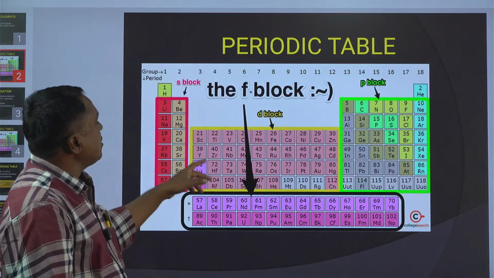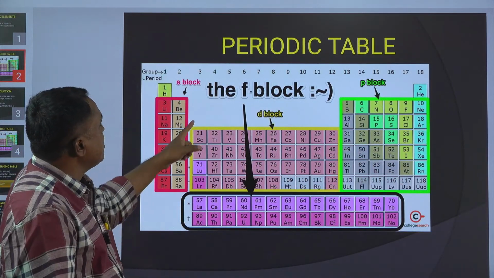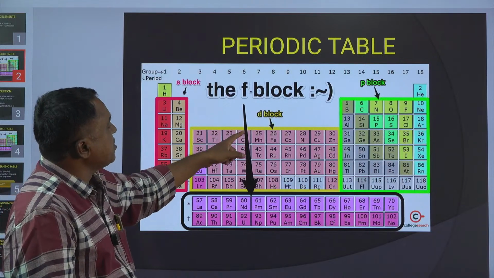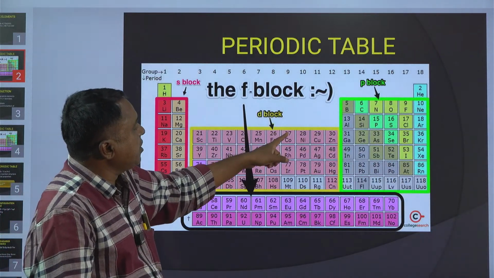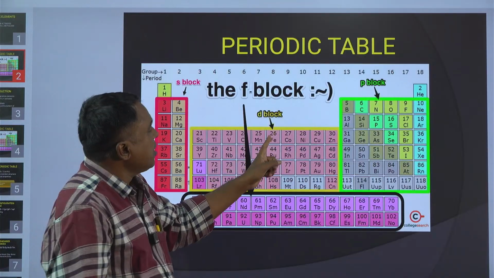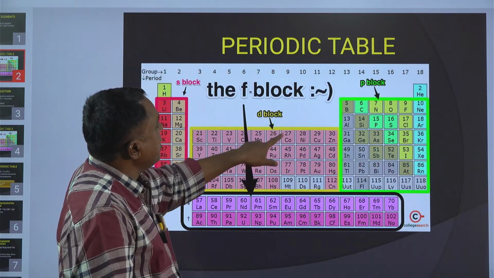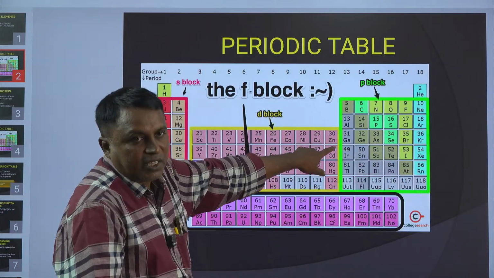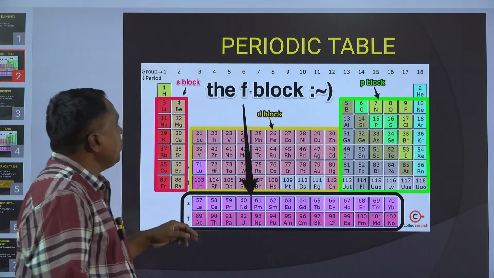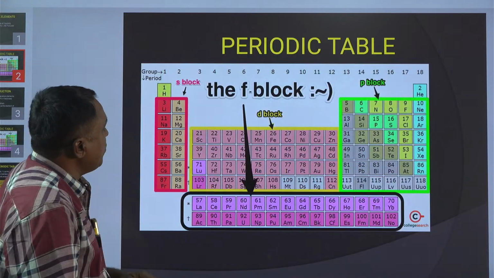Now coming to the d-block elements. This is the third B, fourth B, fifth B, sixth B, seventh B, eighth B group. Iron, cobalt, nickel: these 3 rows are the eighth B, and this is the first B, and this is the second B. Now coming to our topic, the f-block elements.